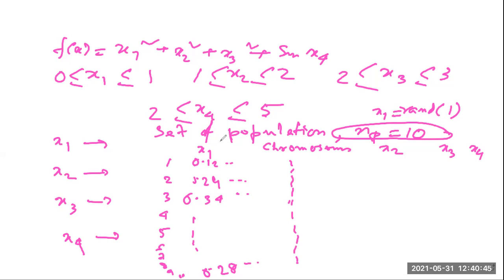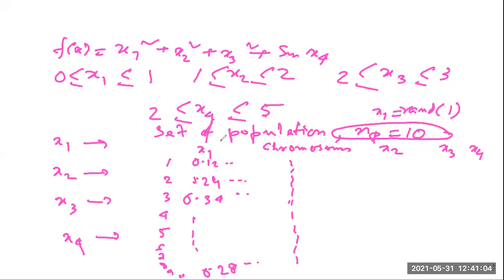Now the problem may be a more complex one. The function may, in most cases, not be very easy to calculate, that is, this particular maximum or minimum value. So in case of the genetic algorithm, there is a multi-direction search.